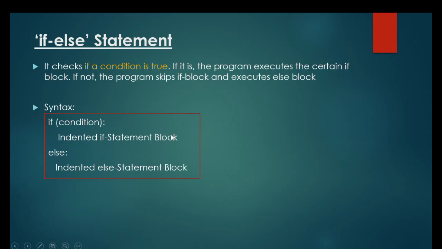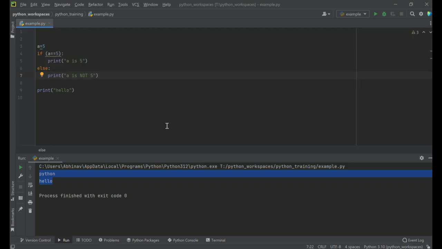Next one is if else. What is an if else statement? It checks if a condition is true. If it is, the program executes the if block. If not, the program skips the if block and executes the else block. So I have written down a simple if else. It says that if the condition is true, then execute this part. If it is false, then execute this part.